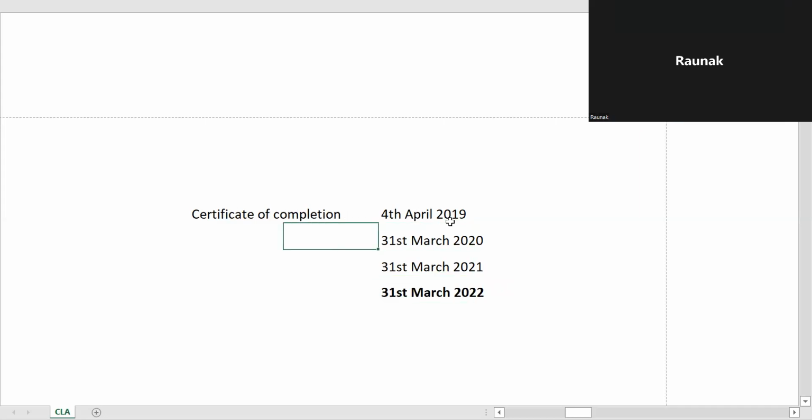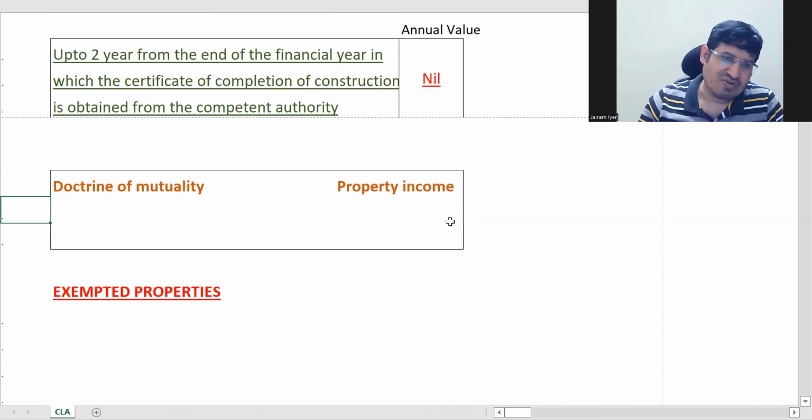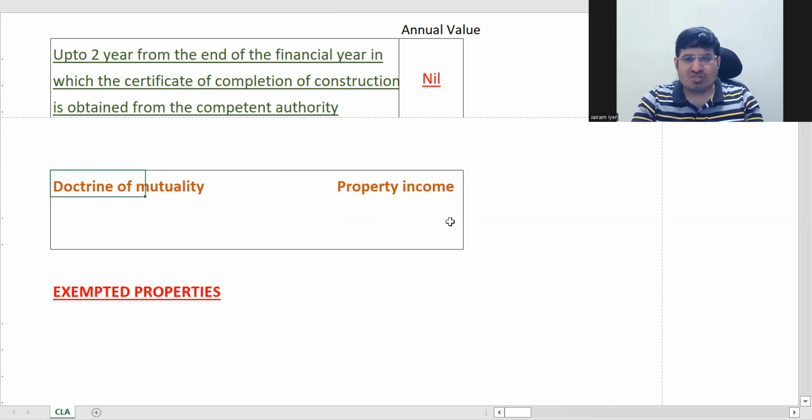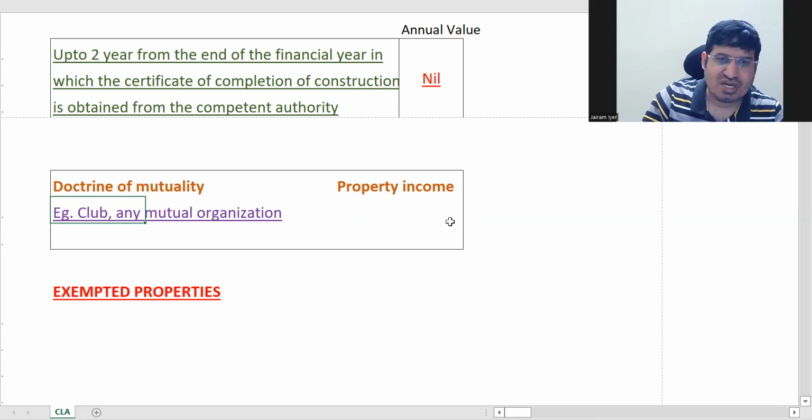Okay, sir. So now next is the doctrine of mutuality. Next we're going to talk about the doctrine of mutuality. Just a moment. Yeah, fine. This is where I wanted to end it for tomorrow's session. We're almost there, give me 2 more minutes and we'll be done. Tomorrow you'll be having problems on this chapter, so just revise whatever we have learned till here nicely.